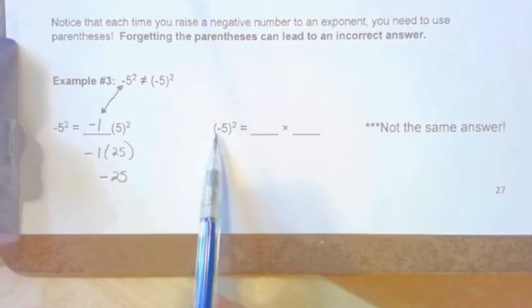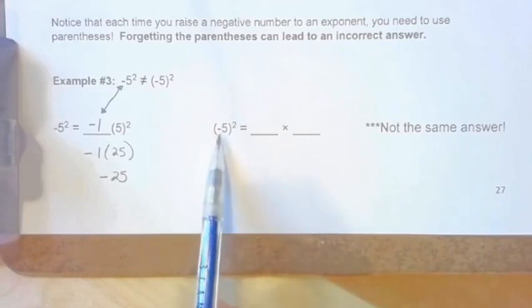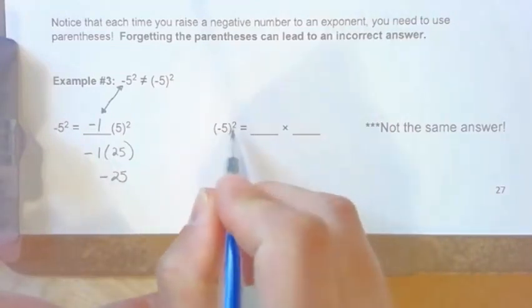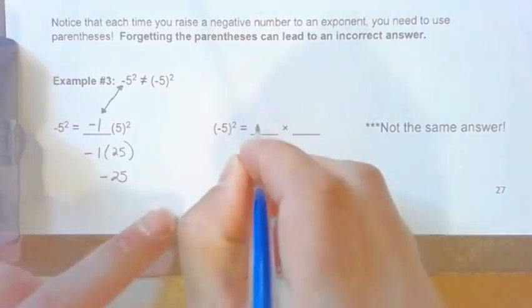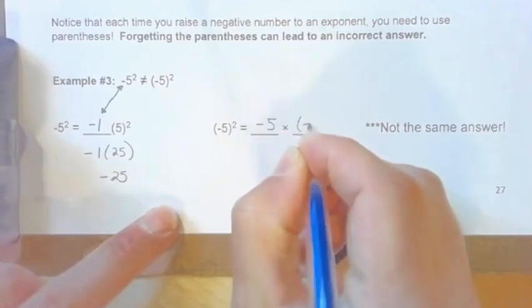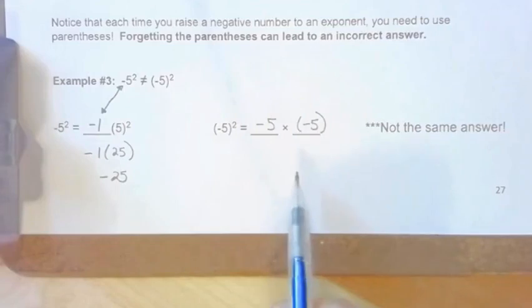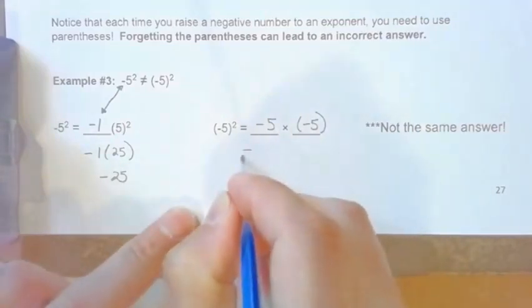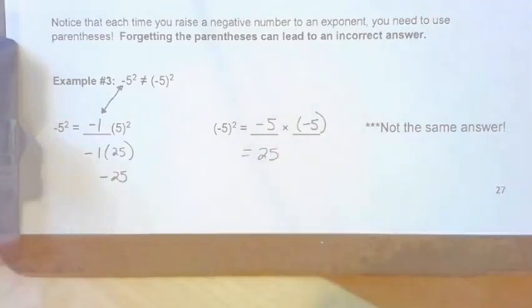Compare that now to when we have our negative number written inside of parentheses. This is similar to the previous examples. When the number is inside of the parentheses, this means to take the number and multiply it by itself, in this case, 2 times since we're squaring it. So this does mean -5 times -5. And if you were to multiply -5 by -5, you would get a positive 25. Negative times negative is positive.